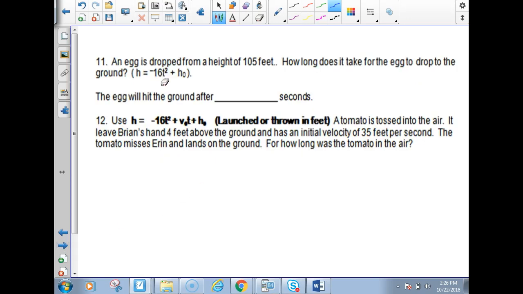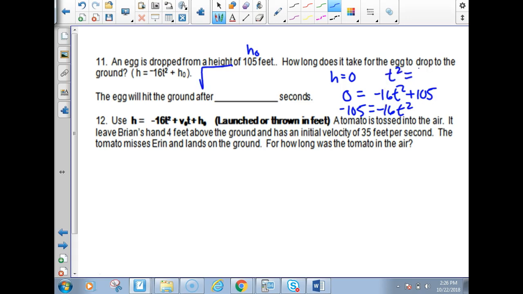Now we have a height problem and an egg's being dropped. If something's being dropped, then you're using negative 16t squared plus the initial height. The initial height is h sub 0, that's 105, and it asks how long does it take for the egg to hit the ground. So when it hits the ground, the h value is 0. So I have 0 equals negative 16t squared plus 105. This can be done algebraically quite easily. Subtract 105. Divide by negative 16. So we're going to have to do the square root, because it's t squared.